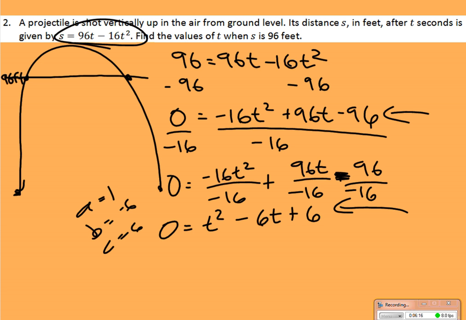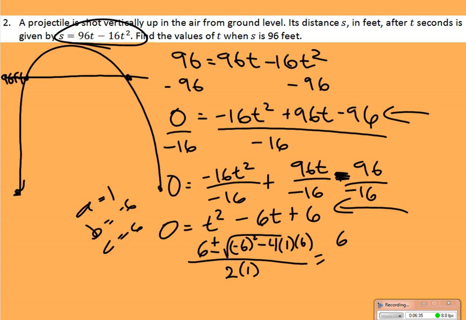So that's going to be positive 6 plus or minus the square root of negative 6 squared, which will be positive 36, not negative 36, times 4 times 1 times 6, all over 2 times 1. So what that becomes is 6 plus or minus the square root of 36 minus 24, all over 2. So that's 6 plus or minus the square root of 12, over 2.